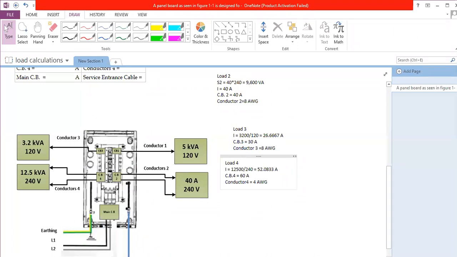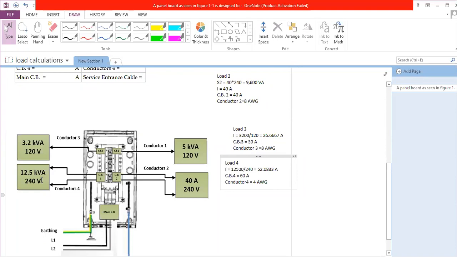Clear, Shabab? So based on this, I calculated the circuit breaker based on the current. Then I figured out the conductor size. Same thing applies here. 40 ampere. I choose the circuit breaker to be 40 ampere. So the cable will be what? Conductor 2 will be selected to be 8 AWG. Same thing applies for load number 3 and same applies for load number 4.